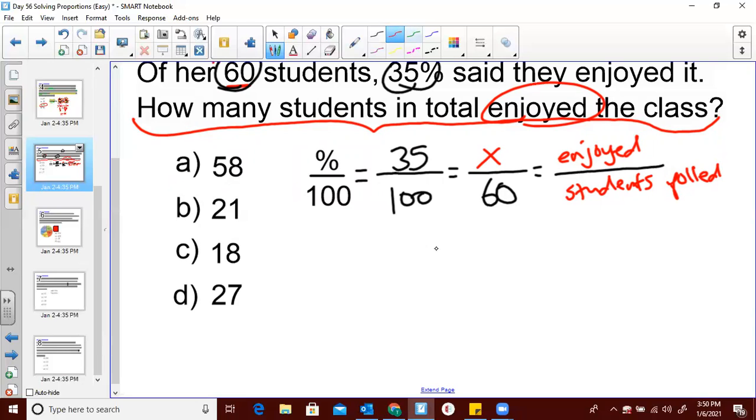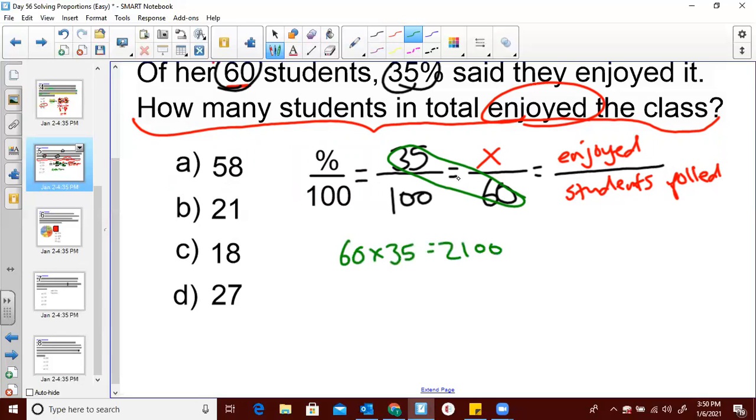All right, so let's go ahead and cross multiply. Remember, we're going to pick our numbers first. I'm going to do this one a little bit different, show you a possibly quicker way for you. So I'm going to do 60 times 35. I'm going to write 60 times 35. Well, I know that's going to equal 2,100.